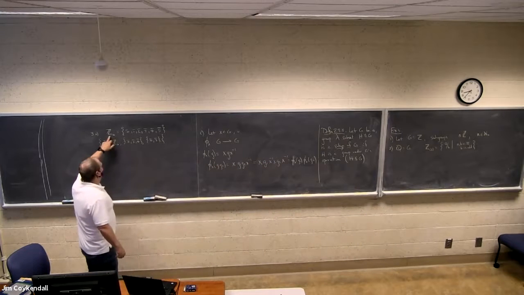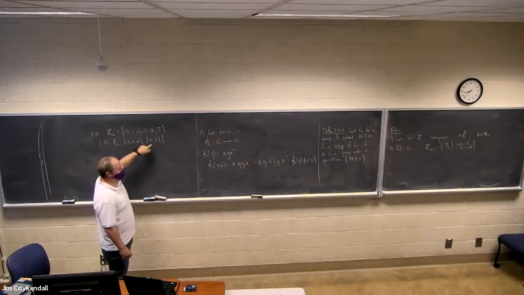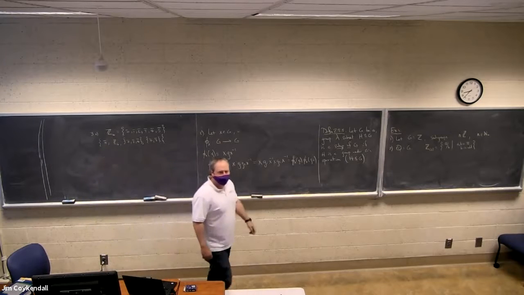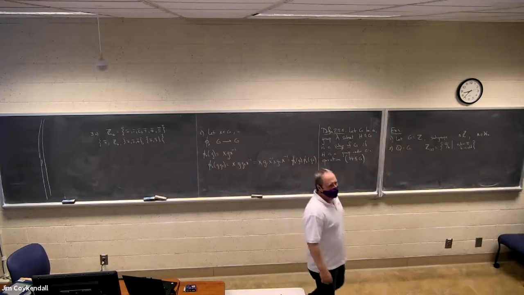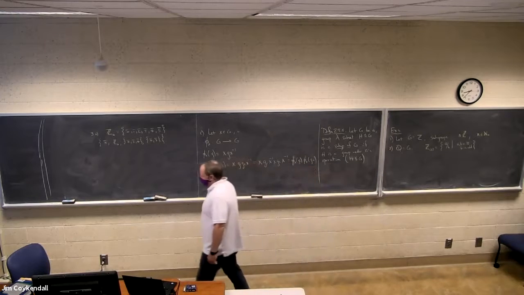Now, let me point out something. What's the order of Z6? 6, right? Look at the order of the subgroups. What are they? 1, 6, 3, 2. What do those numbers have in common? They all divide 6. This is not a coincidence.